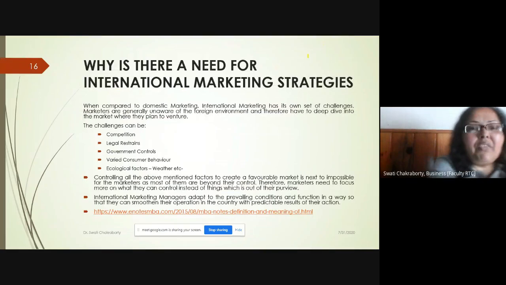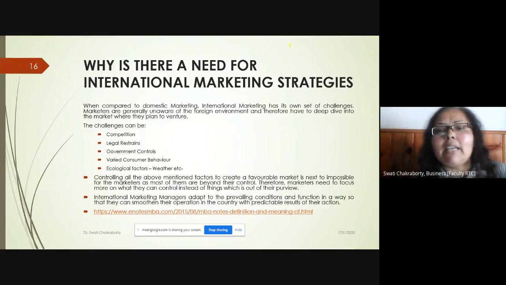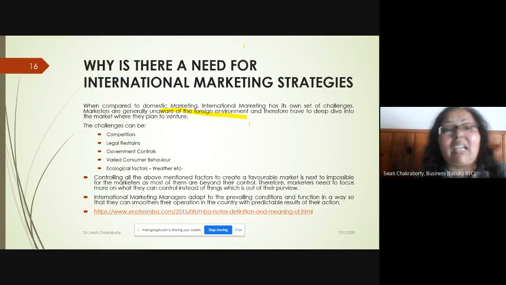When we talk of international marketing, it has its own challenges, and marketers when they go for international marketing are generally unaware of the foreign environment. So they need to do greater research on the market they want to venture into. What could be the challenges with regard to competition, legal aspects, government aspects, consumer behavior, ecological factors? These things have to be taken into consideration. But controlling all the above factors for creating a favorable market is impossible. You cannot do that, right? Because most of them are beyond control.